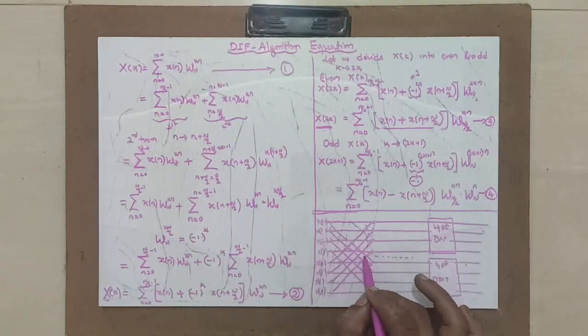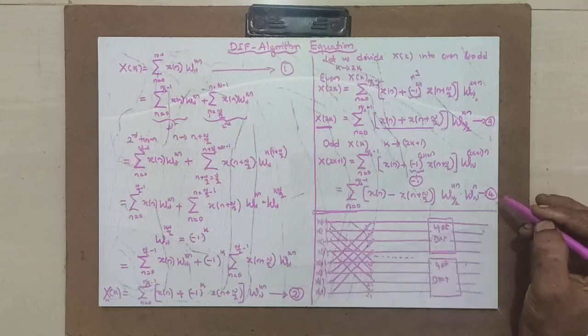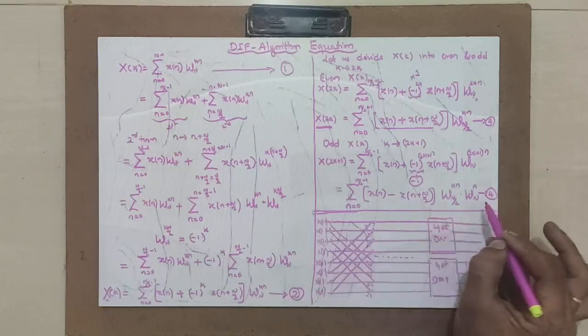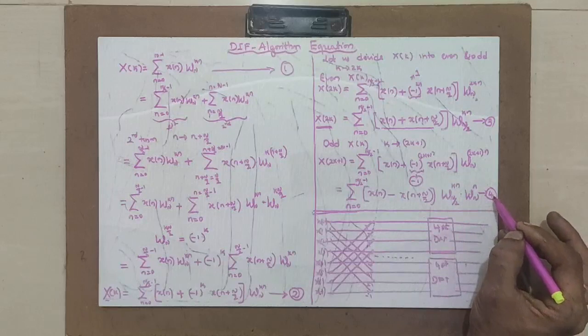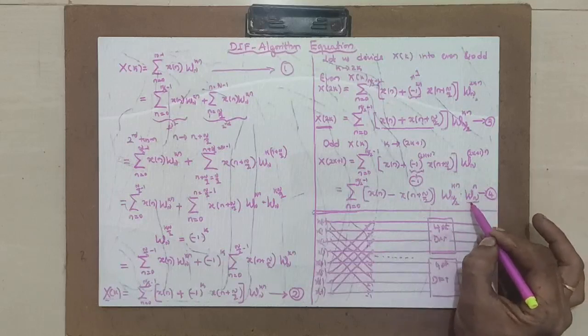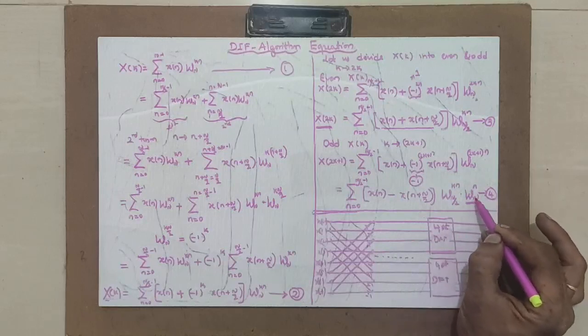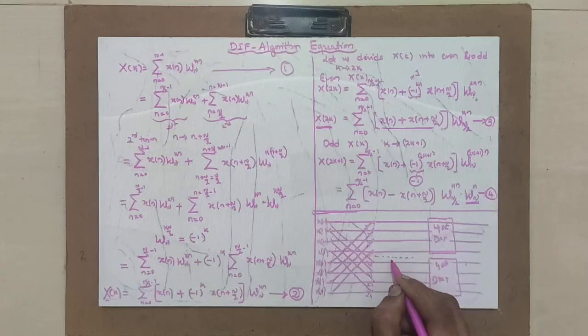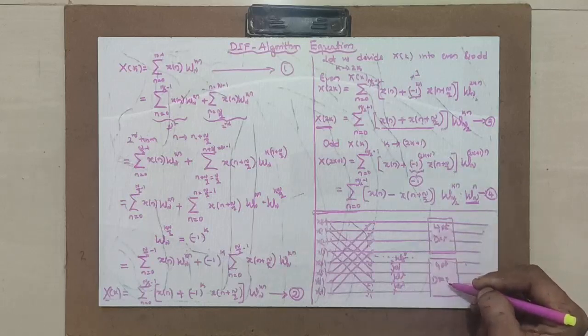See, x0 minus x4. According to which equation is it? x0 minus x4, according to equation 4. But that equation 4 says that you have to multiply by the twiddle factor. That's what I am doing here: W_8^0, W_8^1, W_8^2, W_8^3. And after that you will find 4-point DFTs. You will get the output here.